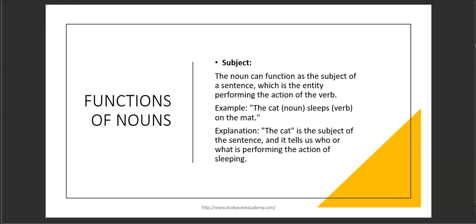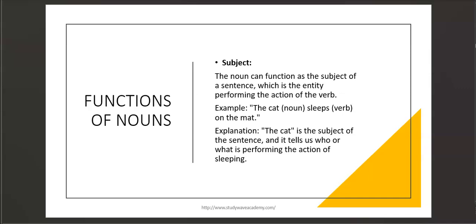So you have to understand that once you ask yourself questions like who or what is performing the action of sleeping in this sentence here, then you will be able to understand what nouns are, okay? So don't forget that nouns are the subject of the sentence. That is one function that the nouns do. They're the subject of the sentence.